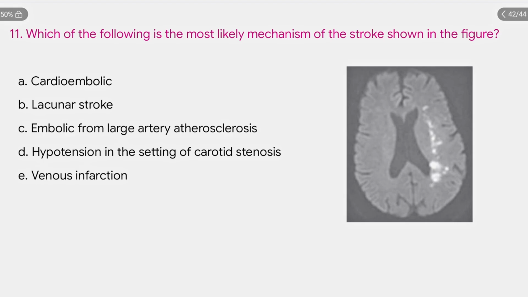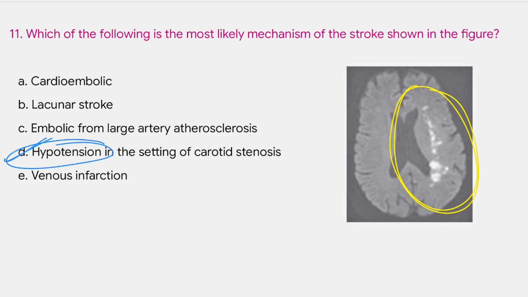Okay. Which of the following is most likely the mechanism of stroke involved? The pattern here, if you correlate it with the previous discussion, roughly coincides with the areas of the watershed area, MCA, PCA, and ACA. So this is actually due to hypotension in the setting of cardiac arrest. By elimination, it cannot be embolic, lacunar, or venous infarction. It's because of hypotension.